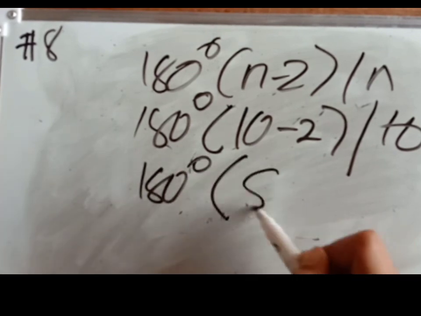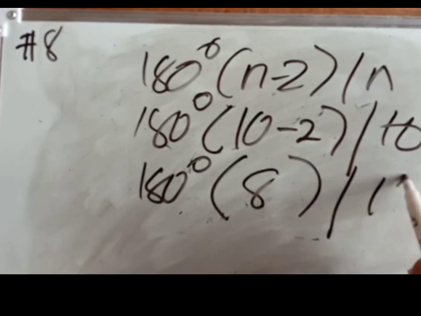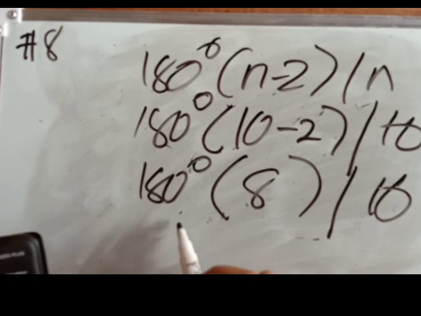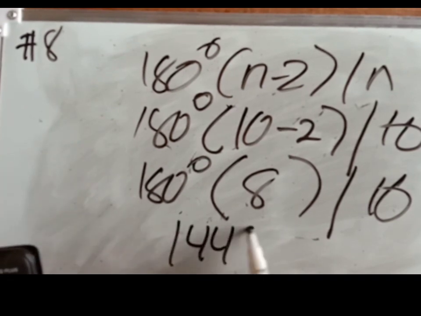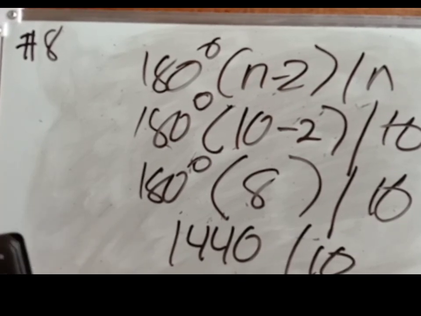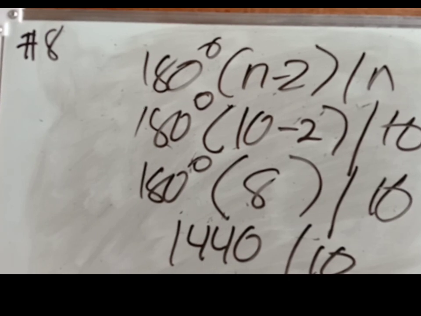10 minus 2 is equal to 8, divided by 10. So, 180 degrees multiplied by 8 is 1,440, divided by 10, is equal to 144 degrees. So therefore, the measure of each interior angle of a decagon is 144 degrees.